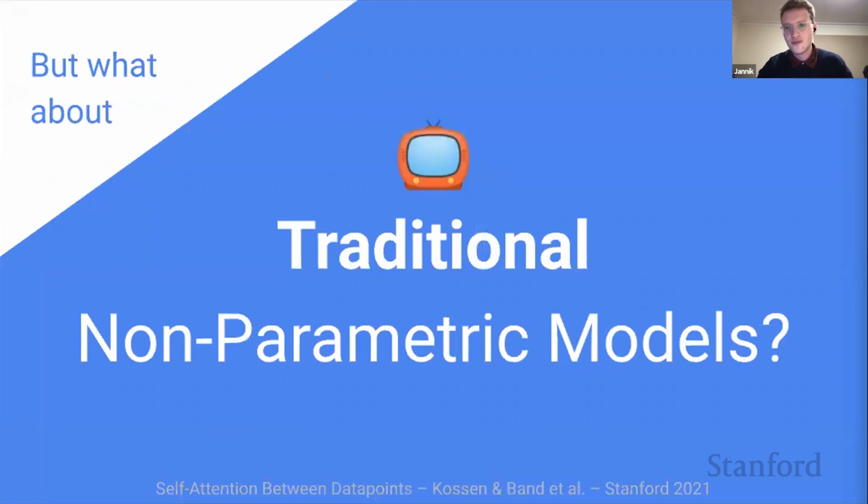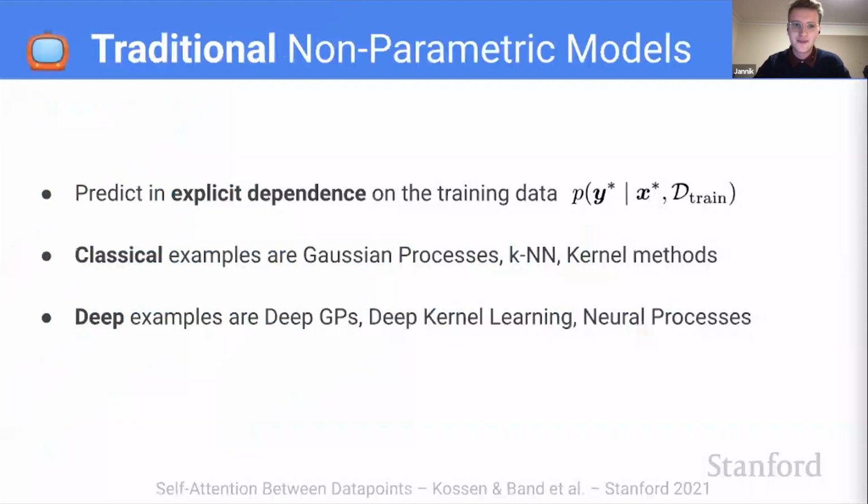So of course, non-parametric models are a thing already. We didn't invent them at all. And I define them here as prediction with explicit dependence on the training data, which is certainly what NPTs do. Classical examples like Gaussian processes, k-nearest neighbor, and kernel methods might be familiar to you. And there also exist efforts to combine the benefits of non-parametrics and representation learning in a similar fashion to how we did it in NPTs.